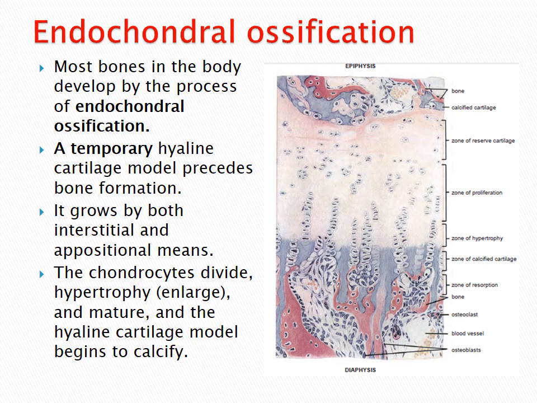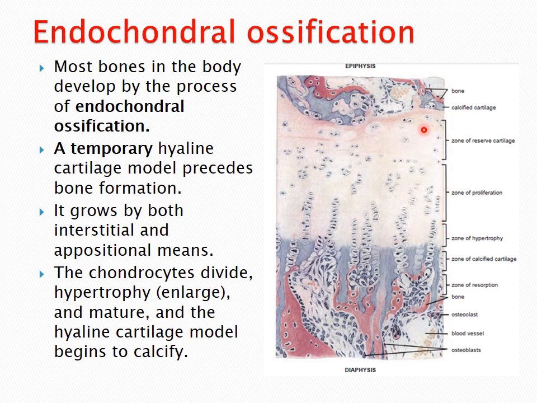Now, the other form of the osteogenesis process, or the ossification, is endochondral ossification. In endochondral ossification, most of the bones of the body are formed. In this, a temporary hyaline cartilage model is formed and then later on transformed into the bone. So it grows by both interstitial and appositional means.